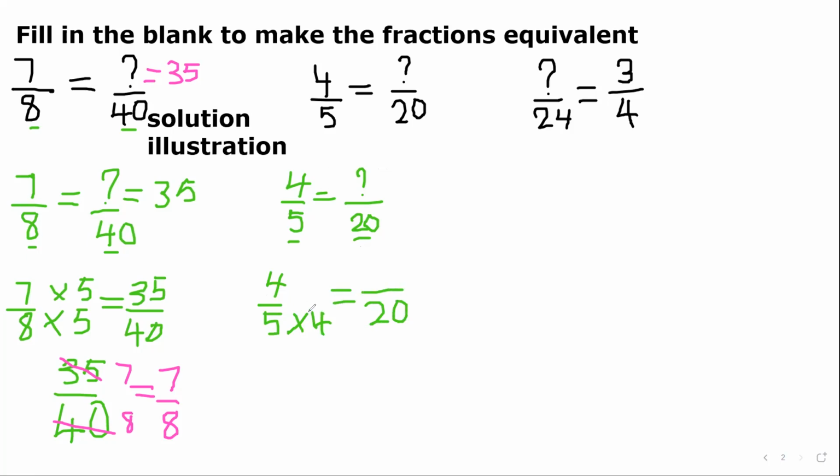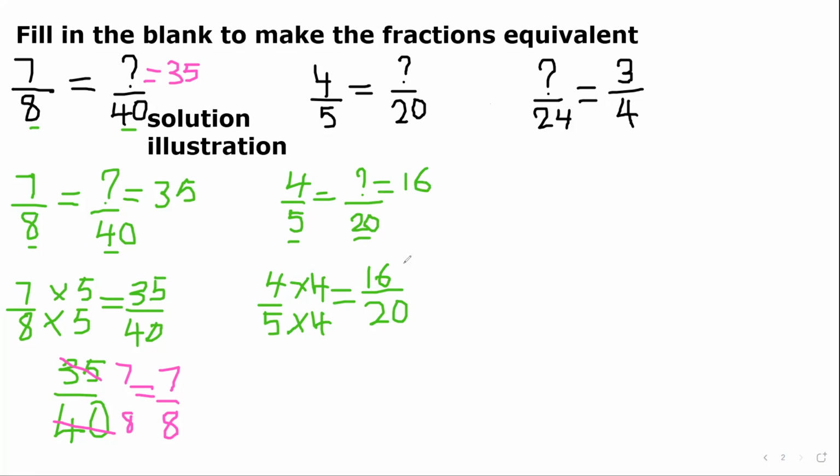And because we know the principle of getting the equivalent fraction is that the number used to multiply either the numerator or the denominator must be used to multiply both the numerator and denominator. So once you have gotten the 4 to multiply the 5 to get this, the same 4 must be used to multiply the numerator here. Okay, therefore 4 times 4 is 16. Okay, so which means that our question mark here is 16. Are you okay?